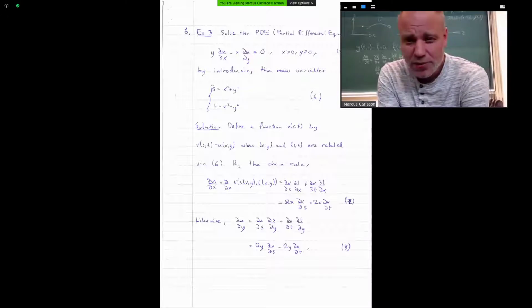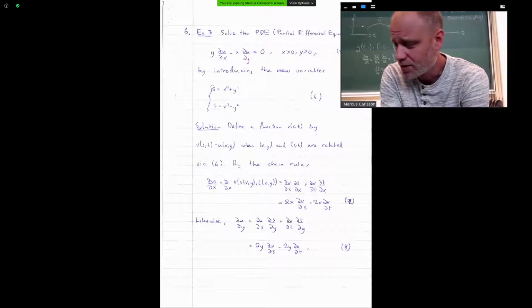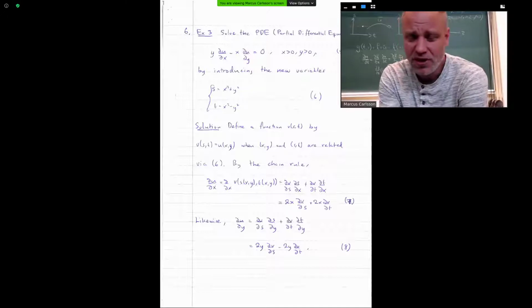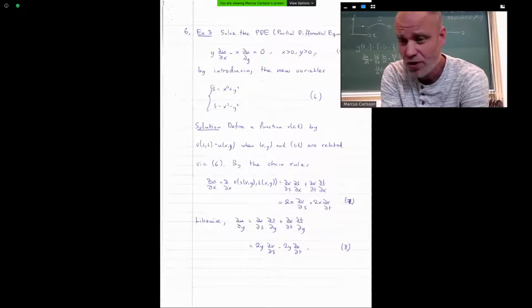So this can be used in a funny way to solve partial differential equations. Partial differential equations is like one of the big fields of mathematics. So most equations arising in physics involve functions and their derivatives.